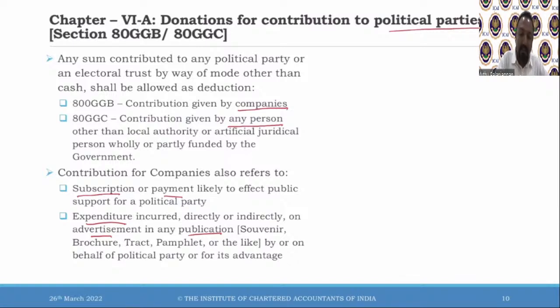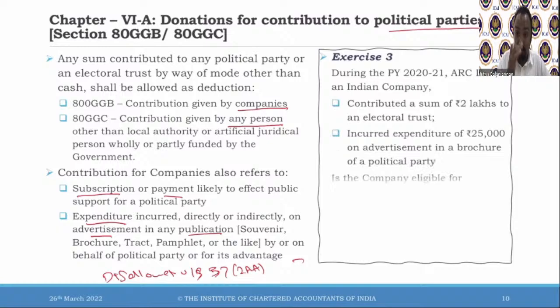But this advertisement publication expenditure, if we are running a business, is disallowed under section 37(2AA). Section 37(2AA) says that any expenditure to a political party for advertisement or such souvenir is not an allowed expenditure in business. Of course, it will be disallowed there, but you can always claim a deduction under section 80GGB as a company. If it's not a company, it is 80GGC. So that's what it is.